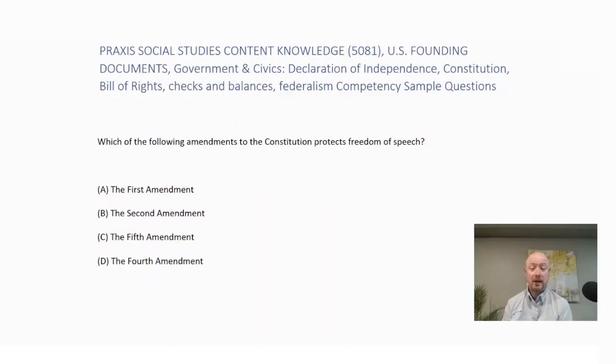Okay, so let's eliminate some possibilities here. I'm going to eliminate B. The Second Amendment is the right to bear arms. The Fourth Amendment is about illegal searches and seizures, so I'm going to eliminate choice D. The Fifth Amendment has to do with self-incrimination. I'm going to eliminate choice C.